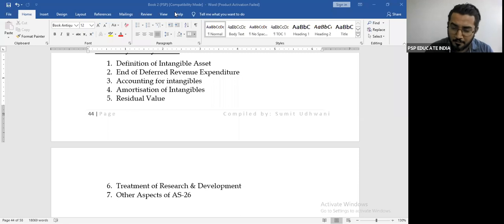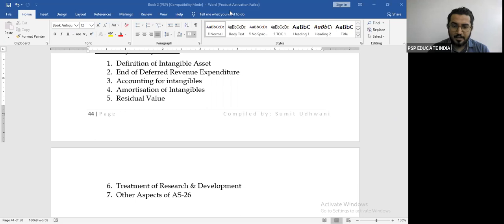However, you must remember that if any of the six conditions are not satisfied or they cease to be satisfied, then the entire expenditure will immediately go to the profit and loss account. Any research or development expenditure which is already charged to revenue now cannot be subsequently capitalized to create an intangible asset.